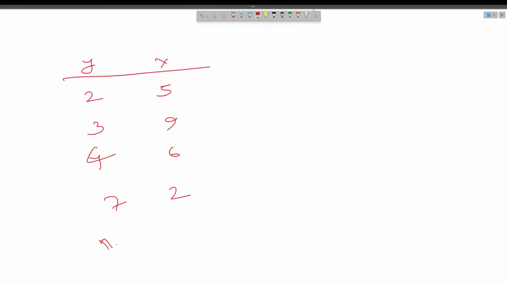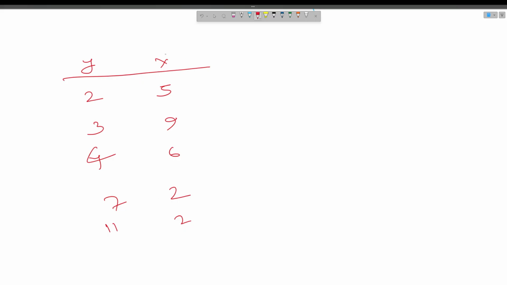Let me give you some more examples. Assume that you have y and x, and it is 2, 5, 3, 9, 4, 6. It's totally random, so just don't think about it much. And 7 to 11. It doesn't look like 11, so let me just remove that. This is a data set. Assume that we just have 2 columns.